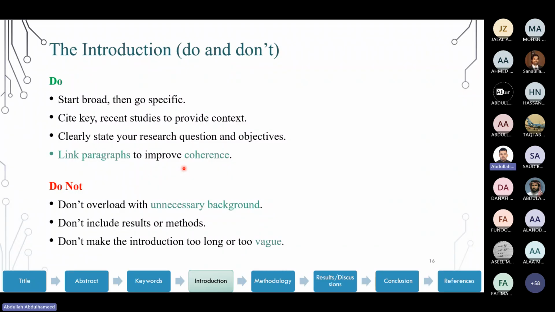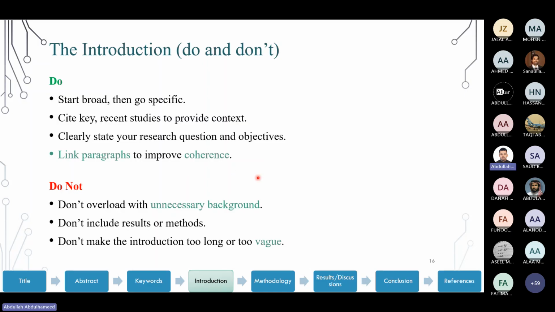The last thing, do not make the introduction too long. I believe I also mentioned this one. Too long is not good. If you have an introduction of more than 6 paragraphs, it will be too long, and the reader will feel bored even before he continues to the methodology or the results. So please also try to avoid creating a very long introduction.